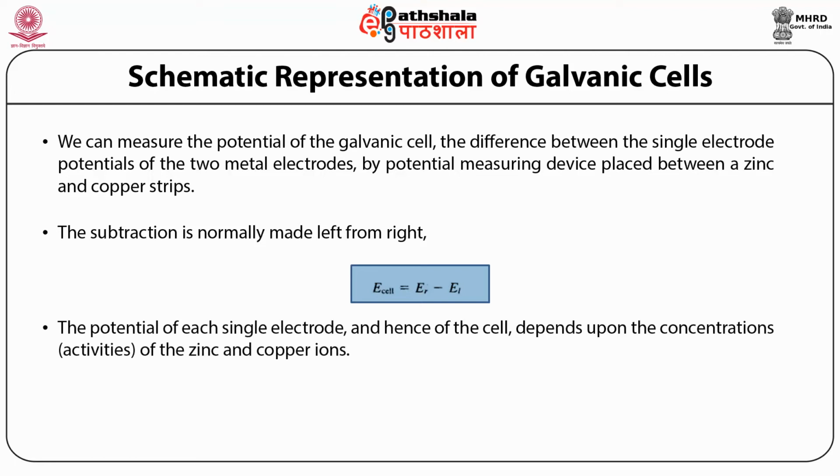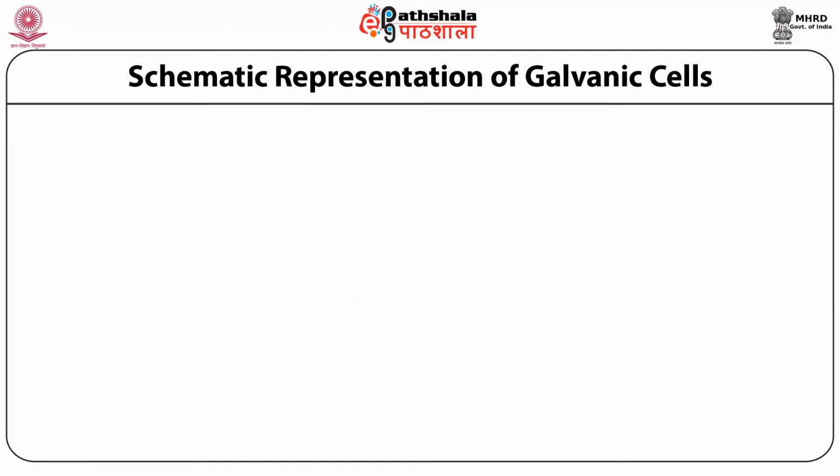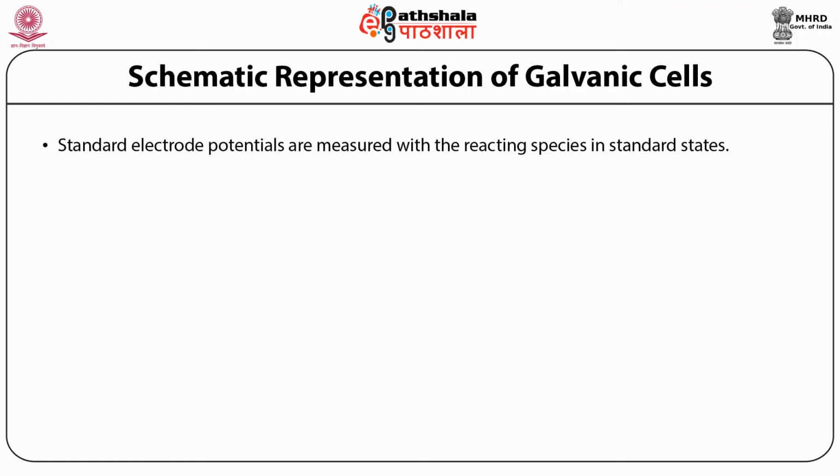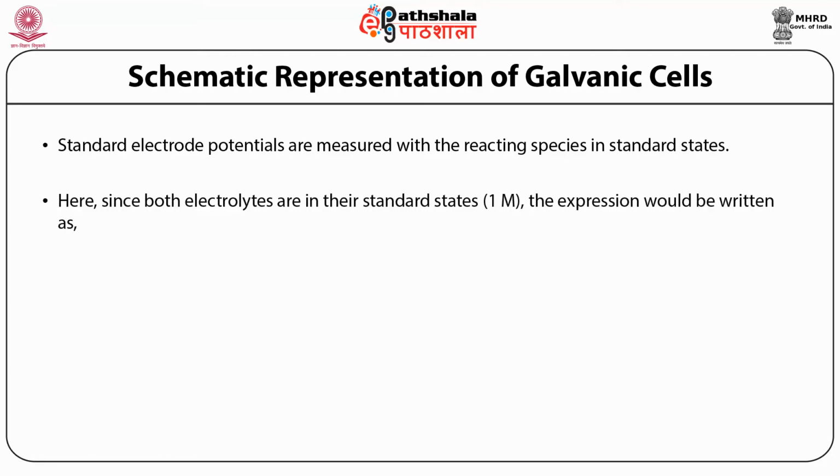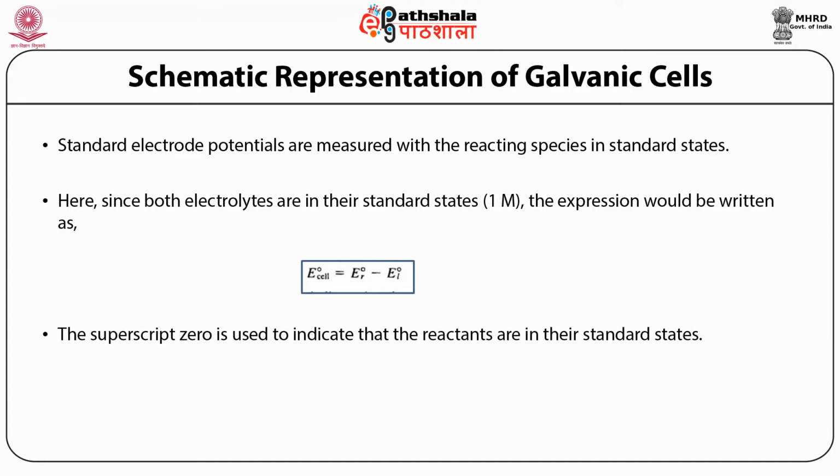The potential of each single electrode and hence of the cell depends upon the concentrations or the activities of zinc and copper ions. It is customary to define standard electrode potentials, which are measured with the reacting species in standard states. Here, since both the electrolytes are in their standard states, like 1 molar, the expression would be written with the superscript 0 to indicate that the reactants are in their standard state, that is E naught cell is equal to E naught R minus E naught L.